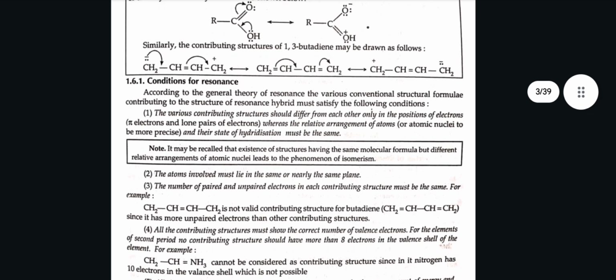Conditions for resonance. According to the general theory of resonance, the various conventional structural formulas contributing to the structure of the resonance hybrid must satisfy the following conditions. First, the various contributing structures should differ from each other only in the position of electrons, pi electrons and lone pairs of electrons, whereas the relative arrangement of atoms, or atomic nuclei to be more precise, and their state of hybridization must be the same.